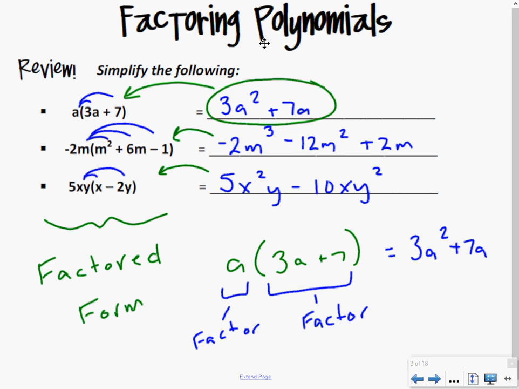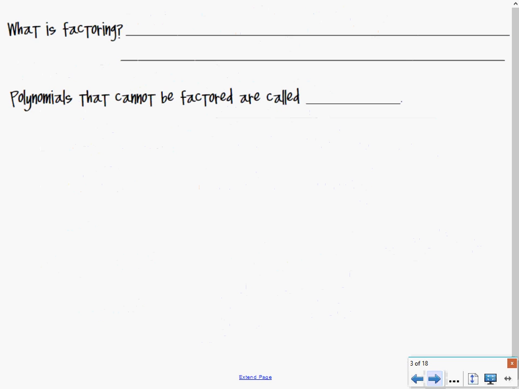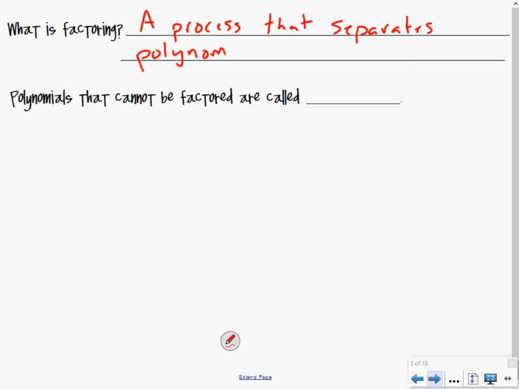Okay, and it can be kind of tricky. So I want you to jot down this quick definition for what factoring is. Factoring is a process that separates polynomials into its factors. Okay, and remember, factors are things that multiply together to give us a particular number, or in this case, polynomial.